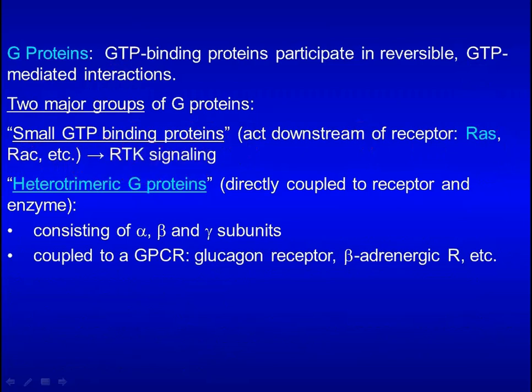Second group is represented by heterotrimeric G proteins. They directly couple to receptor and enzymes. They consist of alpha, beta, and gamma subunits. They are coupled to a G-protein coupled receptor, such as a glucagon receptor and beta-adrenergic receptor.